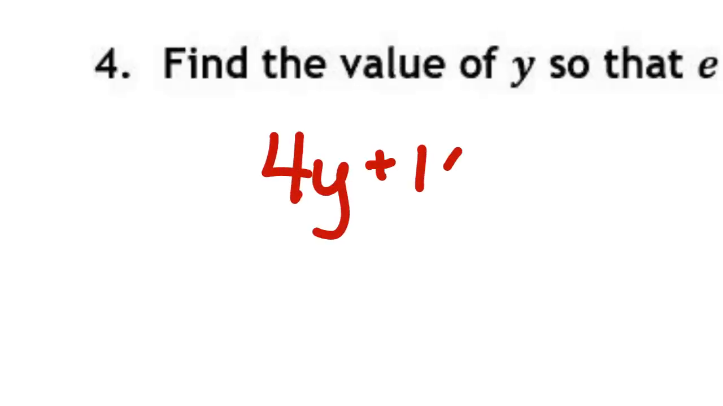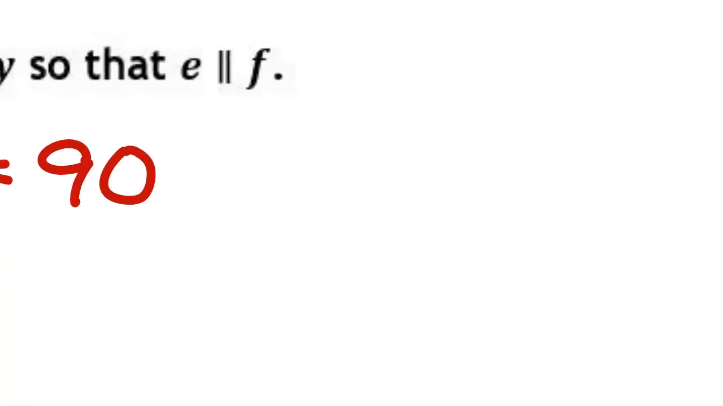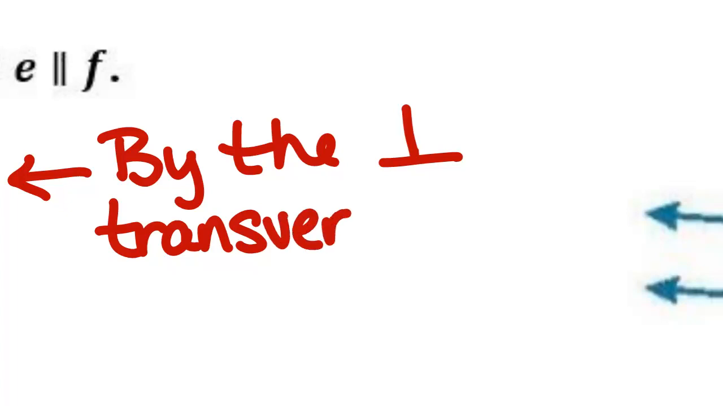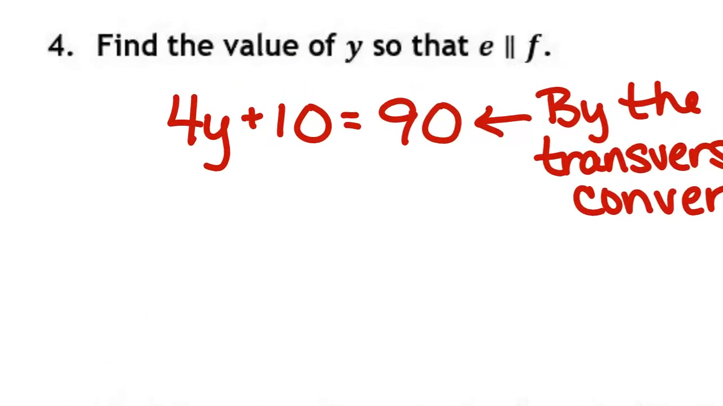4y plus 10 equals 90 degrees, and the reason I can do that is by the perpendicular transversal converse. That's why I'm allowed to set up this equation and set it equal to 90.